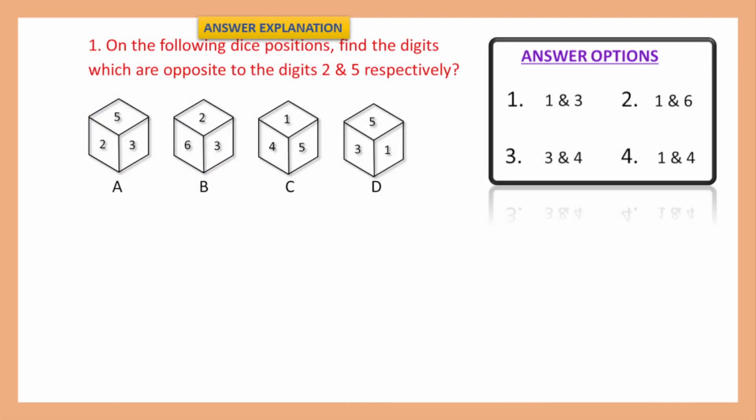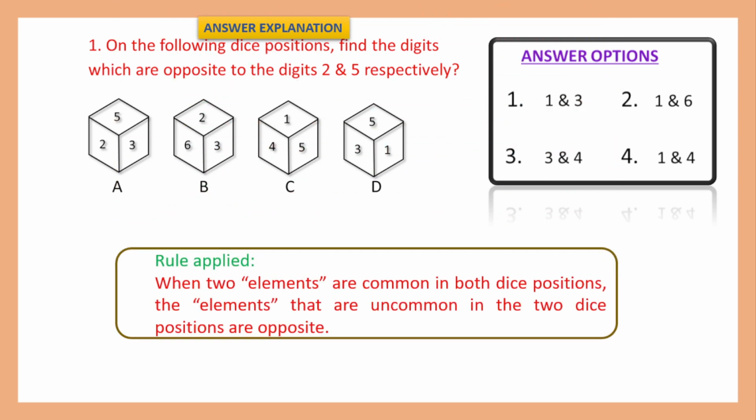When we solve a problem with dice, the fastest way to solve the problem is to remember the rules to find out the opposite faces of the dice. In this problem, the rule applied is when two elements are common in both dice positions, the elements that are uncommon in the two dice positions are opposite.